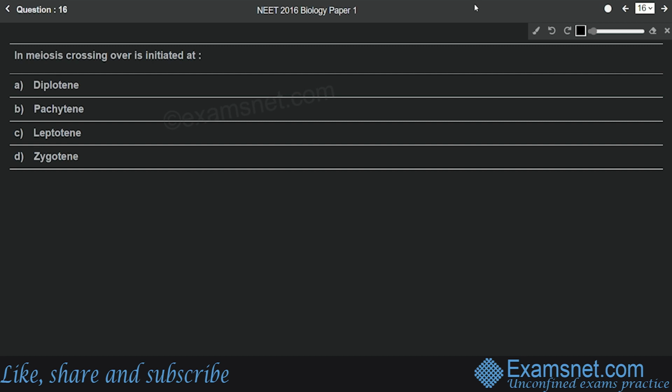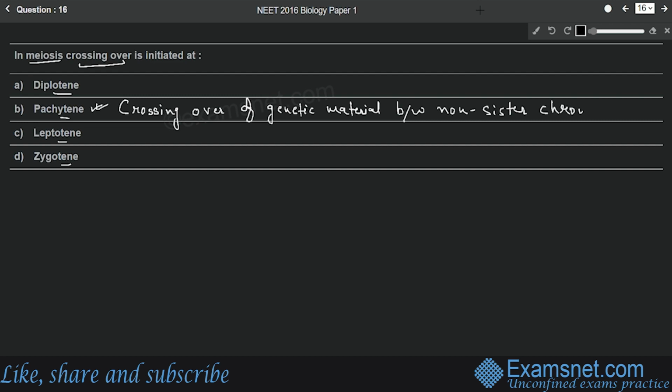Now question number 16 is from the chapter Cell Cycle and Cell Division, and the question is, in meiosis, crossing over is initiated at, options are diplotene, pachytene, leptotene and zygotene, and the correct answer is option B, that is pachytene. So in pachytene, crossing over of genetic material takes place between non-sister chromatids.